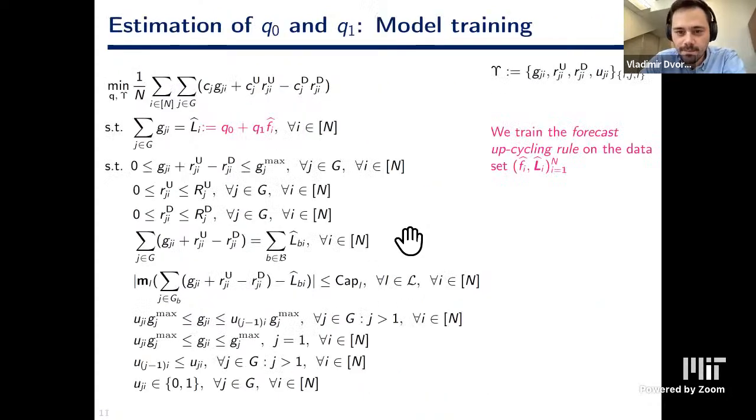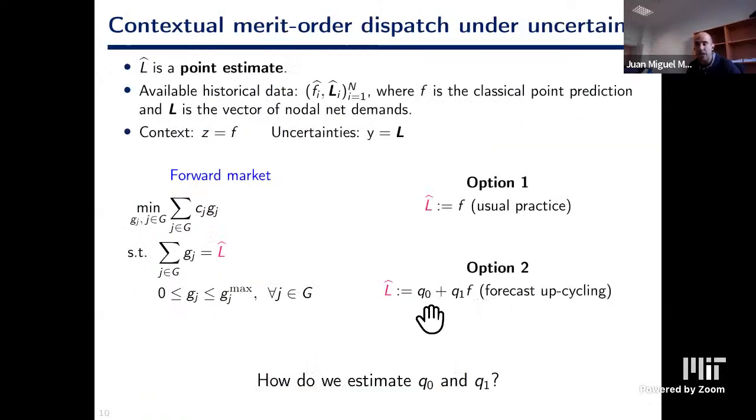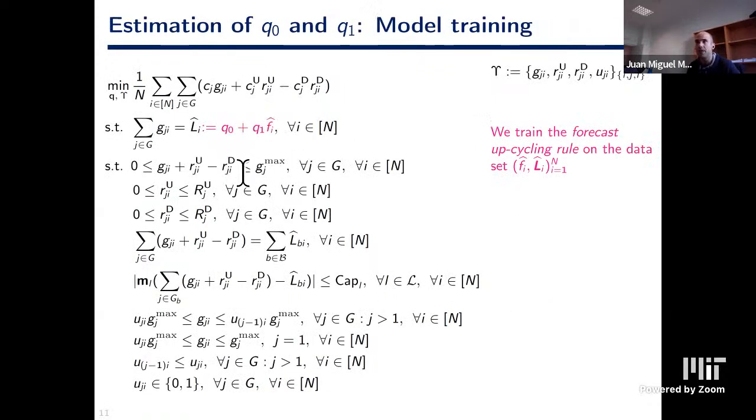So, the idea then is to train this forecast upcycling rule that I'm going to insert here, as you can see. And how are we going to do that? By replicating the operation of the two-stage market over the data set Fi, Li. This problem here is actually replicating the two-stage operation of the forward and the real-time market. As I said before, we set the point estimate L hat to the linear map, and we consider that the coefficients Q0 and Q1 are optimization variables in this estimation problem.